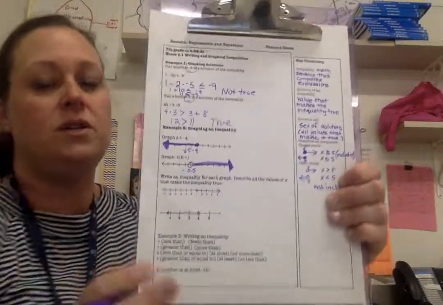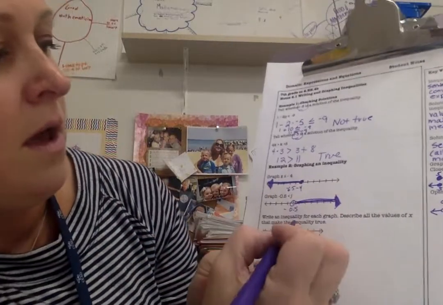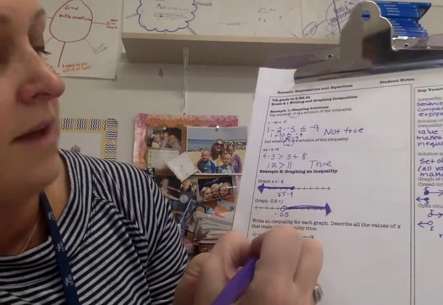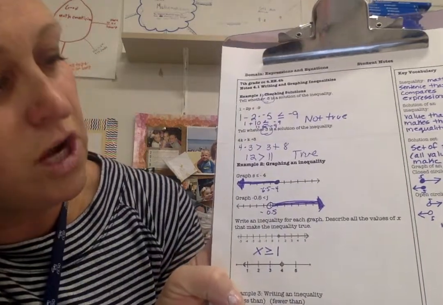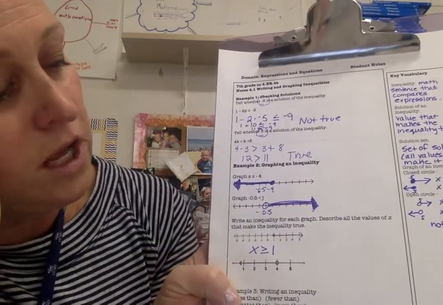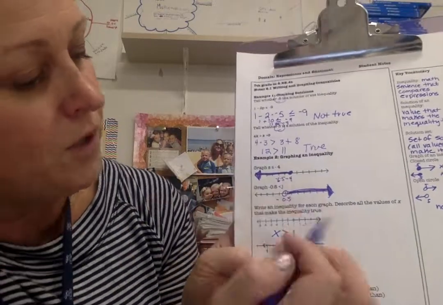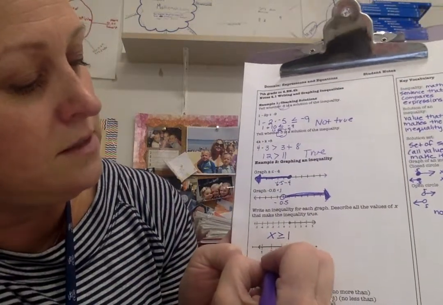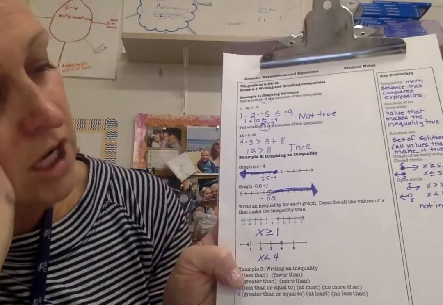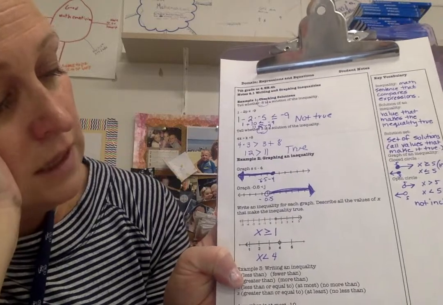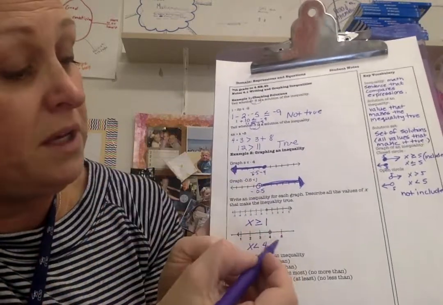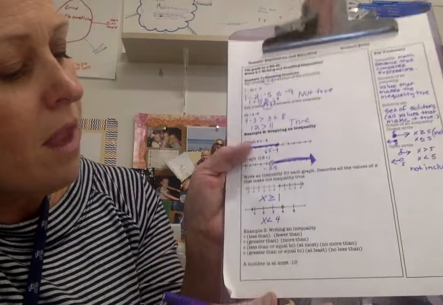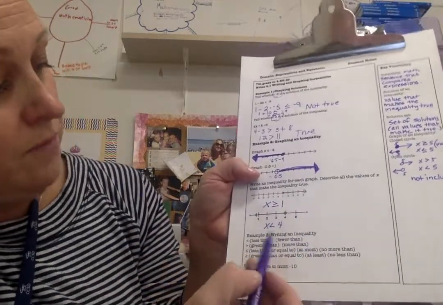All right, my next one says write an inequality. So I have to use that number line to write it. So describe the value of x. So x is greater than or equal to 1. I wrote greater than because the numbers that are shaded are bigger than 1, and I wrote an equal sign because it's a closed circle. This one is x is less than 4. The numbers that are shaded are less than 4, and I wrote less than and not equal because this is an open circle.